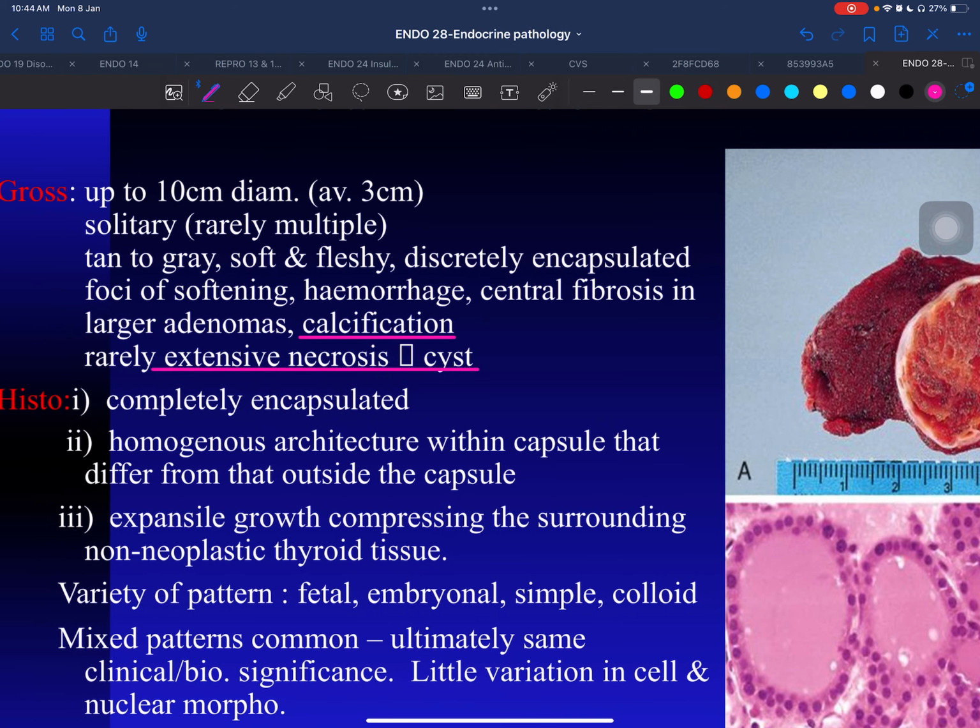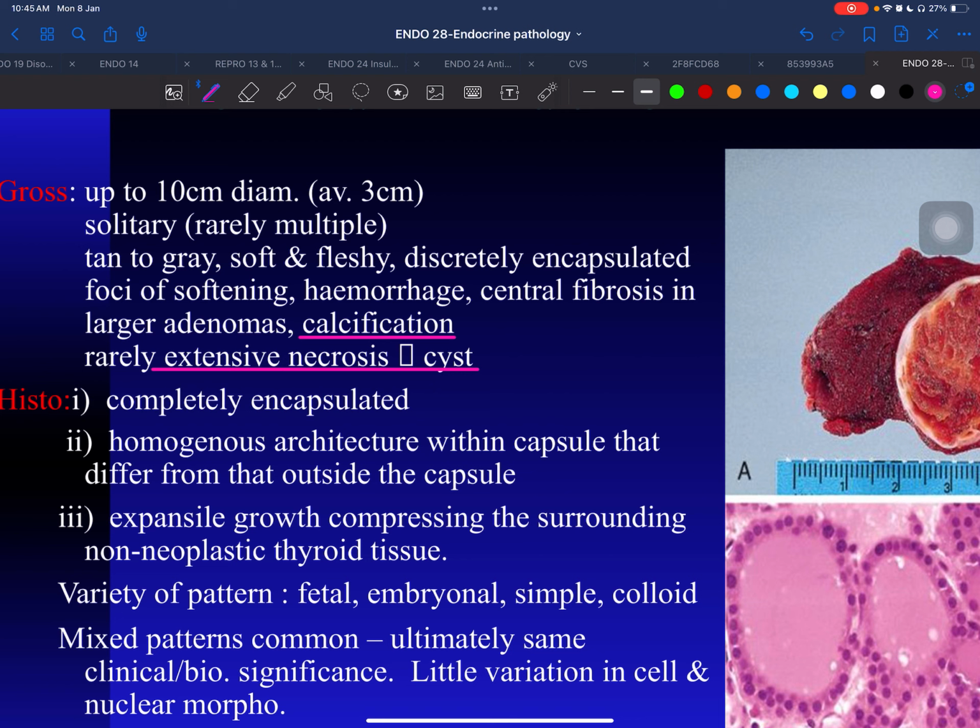Okay, it's up to 10 cm in diameter. Average is about 3 cm. And it's solitary. When you cut it, it's tan to grey in color. It's soft and fleshy. It is encapsulated. There can be softening or hemorrhage inside here. It's a bit of hemorrhage there. They can have central fibrosis in larger tumor. They can also have calcification, and rarely they can have extensive necrosis.